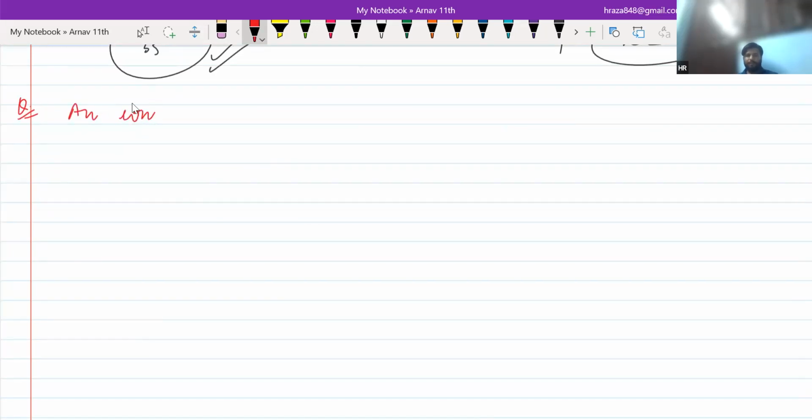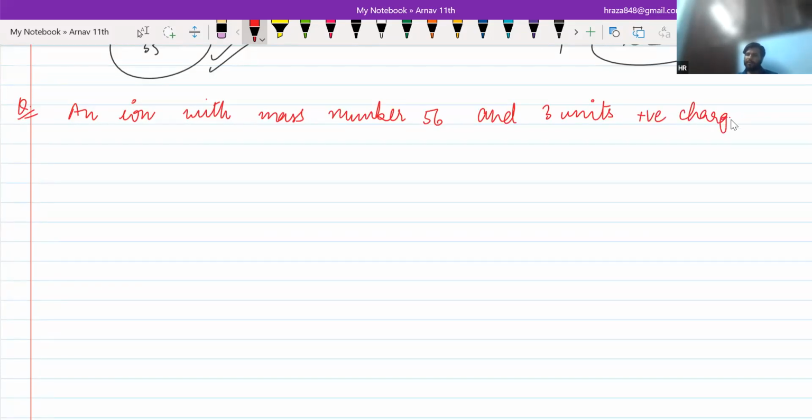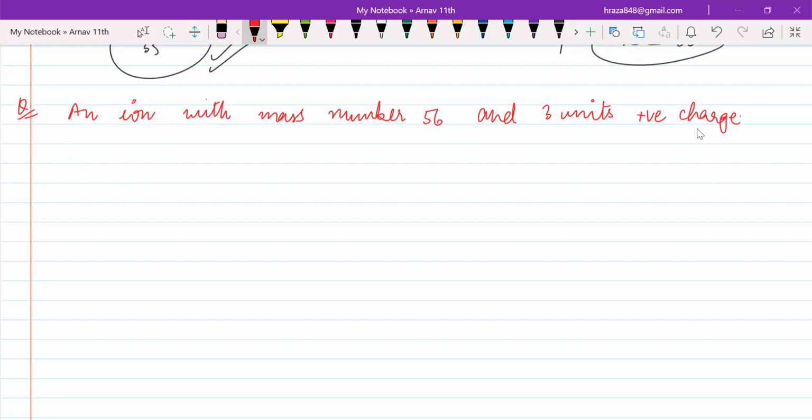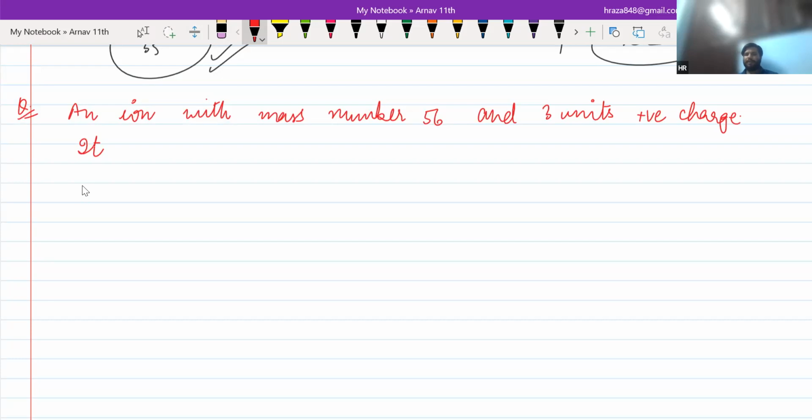An ion with a mass number 56 and 3 units positive charge. Positive charge, that means if any element has positive charge, what does that mean? Number of electrons is less than number of protons. That means it loses electrons. That's good. Number of electrons is lesser than protons if positive charge, and 3 units positive charge means 3 electrons are already lost.